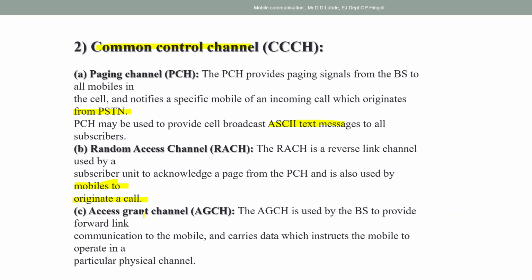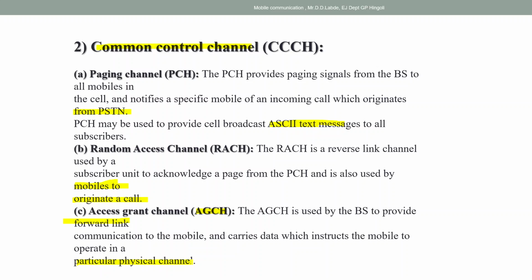Then the access grant channel, which is represented by AGCH. It is used by the base station to provide a forward link. Basically there are two links, forward and reverse link, that we have already discussed, okay. Your AGCH is used by the base station to provide a forward link communication to the mobile, and carries data which instructs the mobile to operate in a particular physical channel.